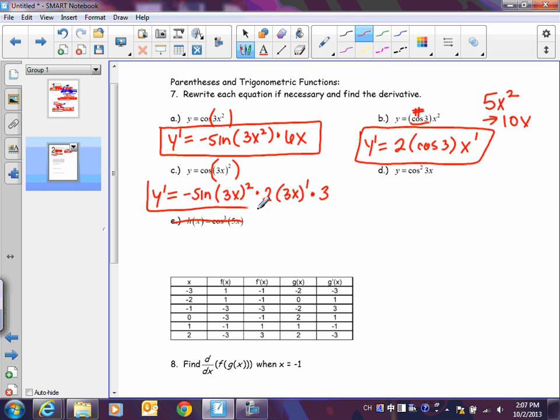And that's your answer. Now, I'm hoping I have somebody in here who's being clever and can tell me an easier way to have done this problem from the get-go. Square the 3x. Let's do that. So if I were to square the 3x, that would have just been cosine of 9x squared. Well, what would the derivative be?